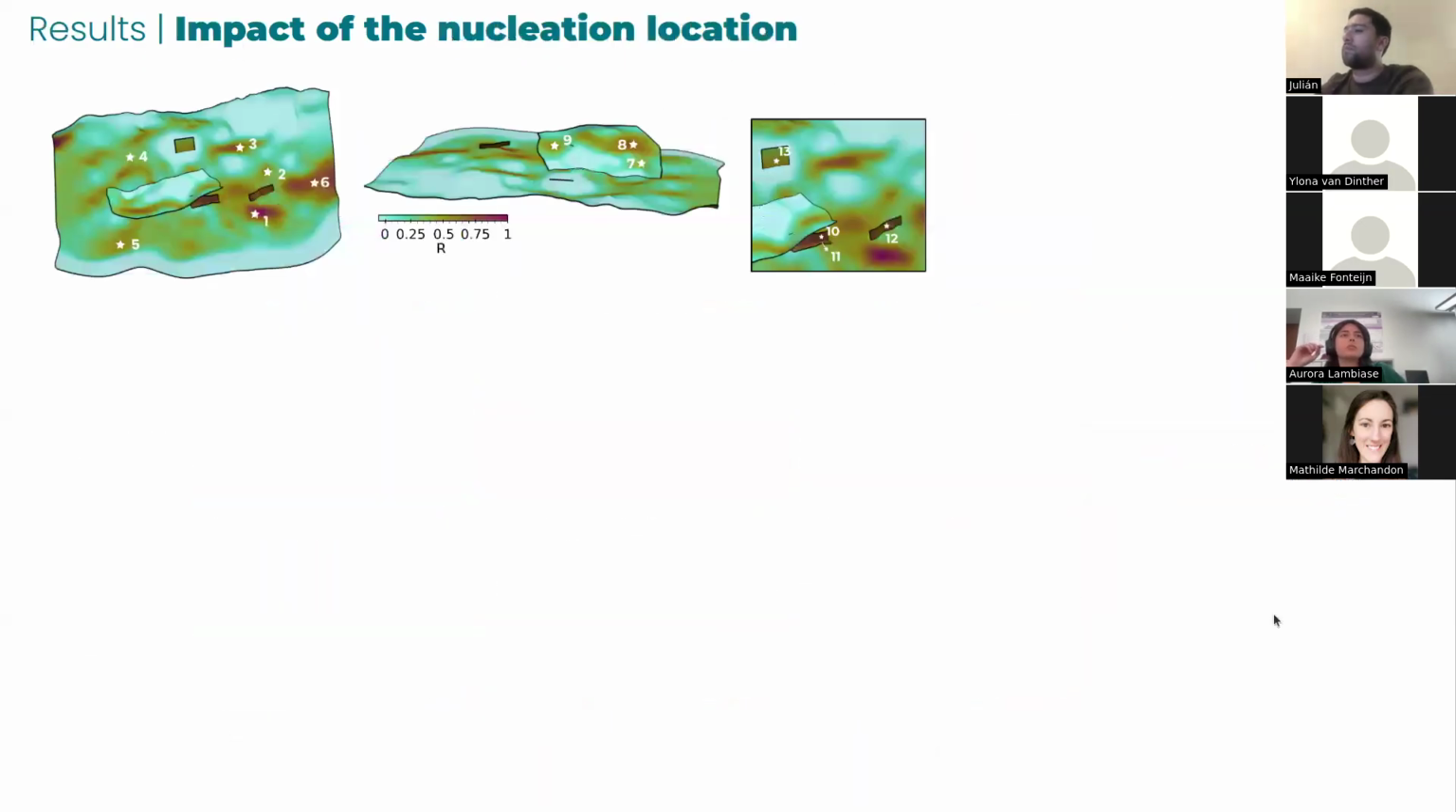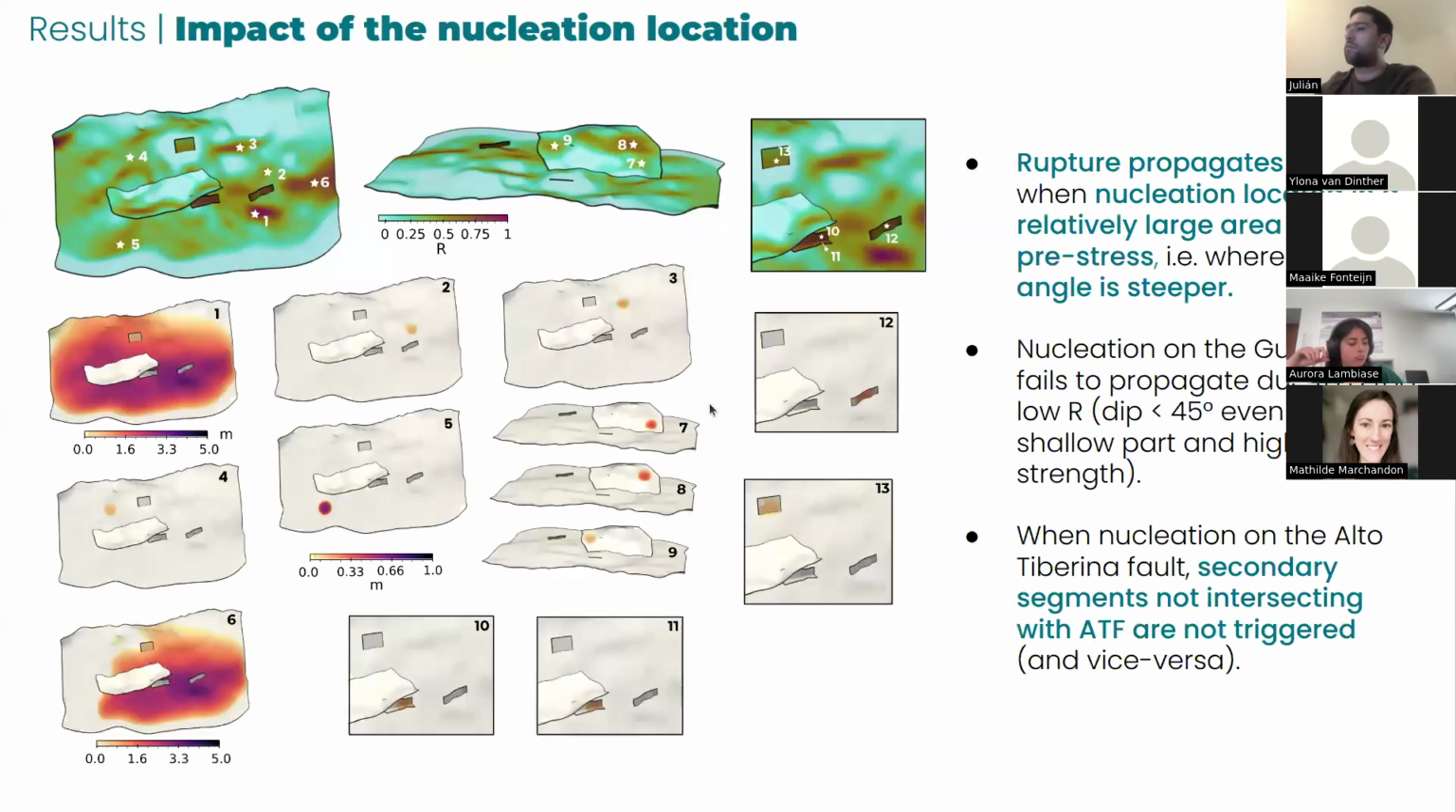I also tested the impact of the nucleation location. On this figure, you can see the different locations that I have tested. Among all these tests, only two nucleation locations lead to a large earthquake, while for the others, the ruptures just don't propagate.